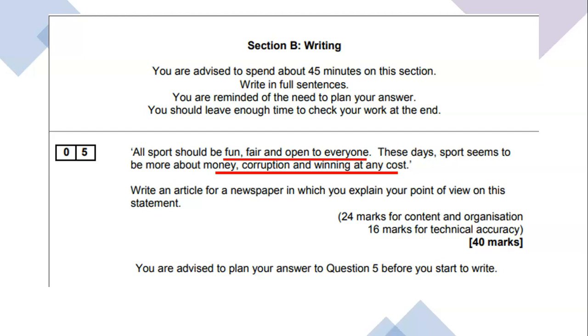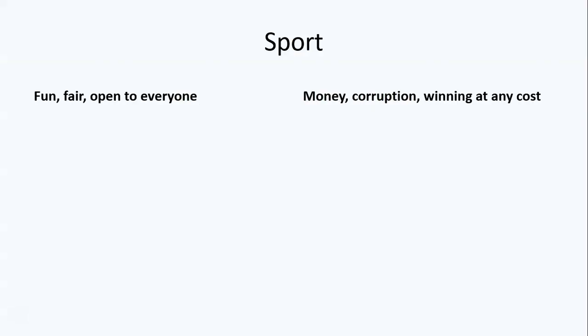Another way you can do this is perhaps through a table. I've put the sort of positive and negative statements either side. Fun, fair, open to everyone, money, corruption, winning at any cost. Pause the video here and think about, how is sport fun? How is sport fair? How is sport open to everyone? Even if you don't agree, try and think of as many arguments as you can.